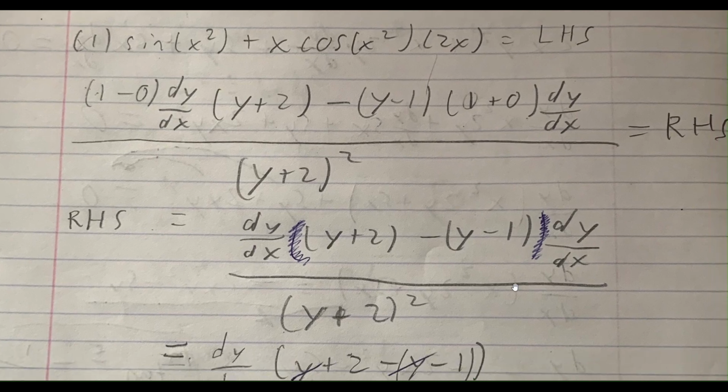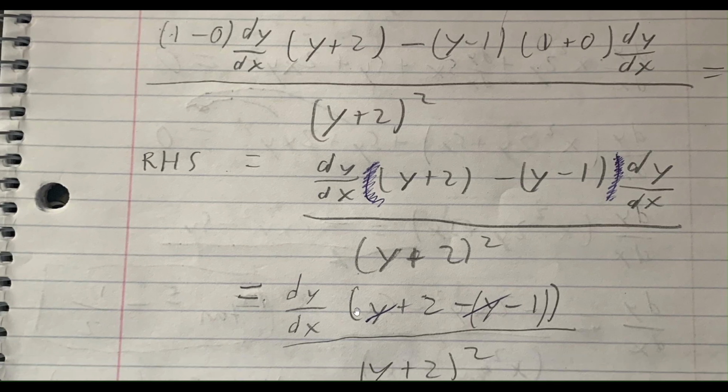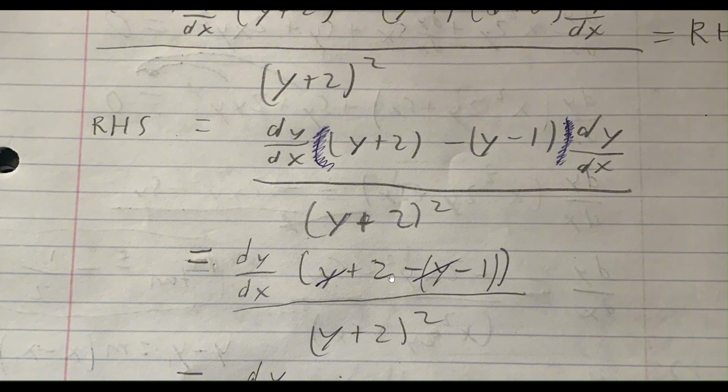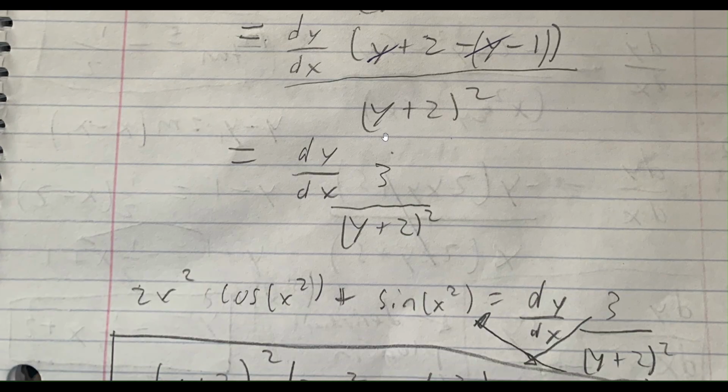And what we can do is we can basically divide both terms by dy over dx. That's what these squiggly brackets mean. Not really brackets, just a way of denoting that we're separating the dy from this right here. And so we get dy times y plus 2 minus y minus 1. But since it's all just subtraction and addition, we can combine the terms. And so we cancel out our y's, and then 2 minus negative 1 is just 3. So we get 3 over y plus 2 squared and dy over dx, which multiplies.